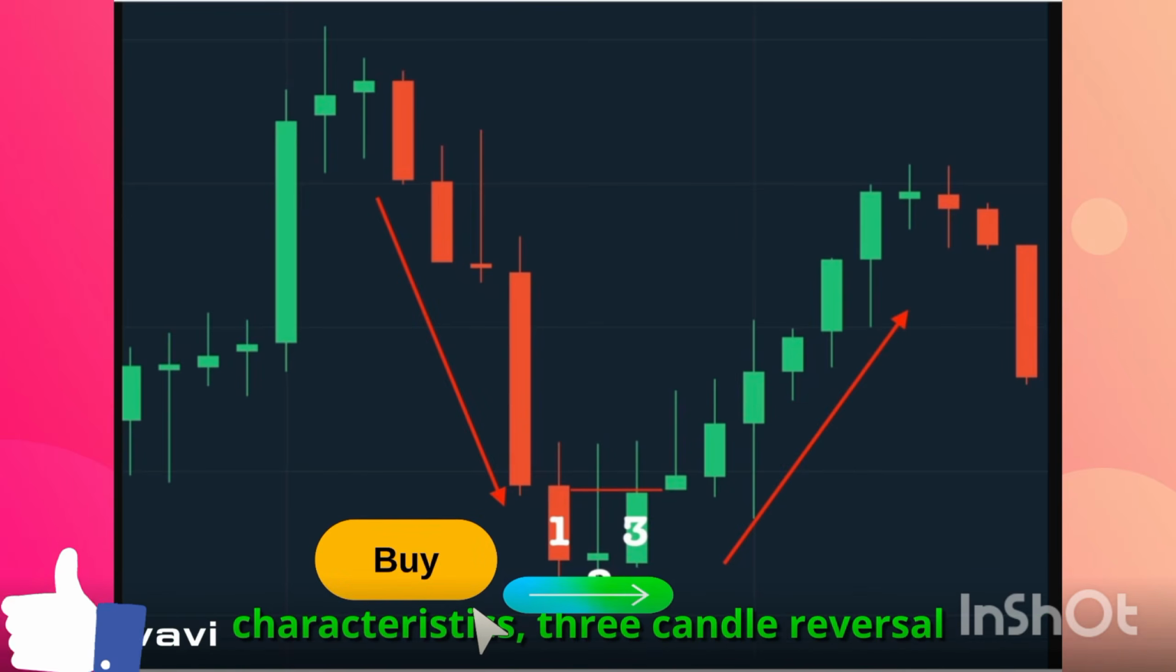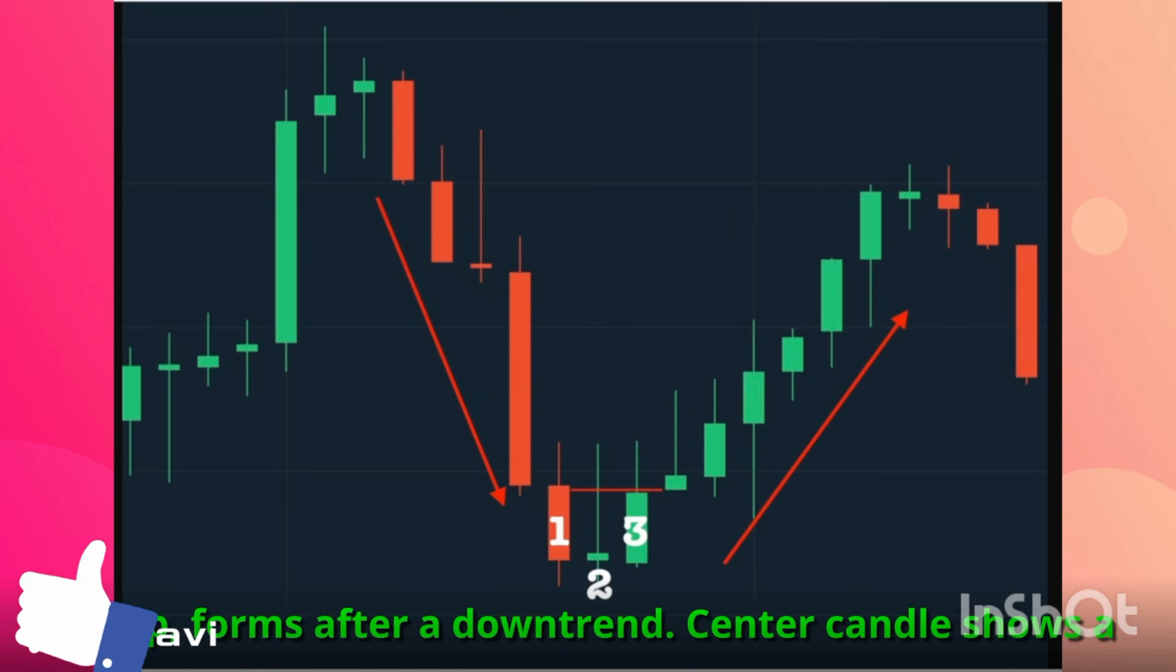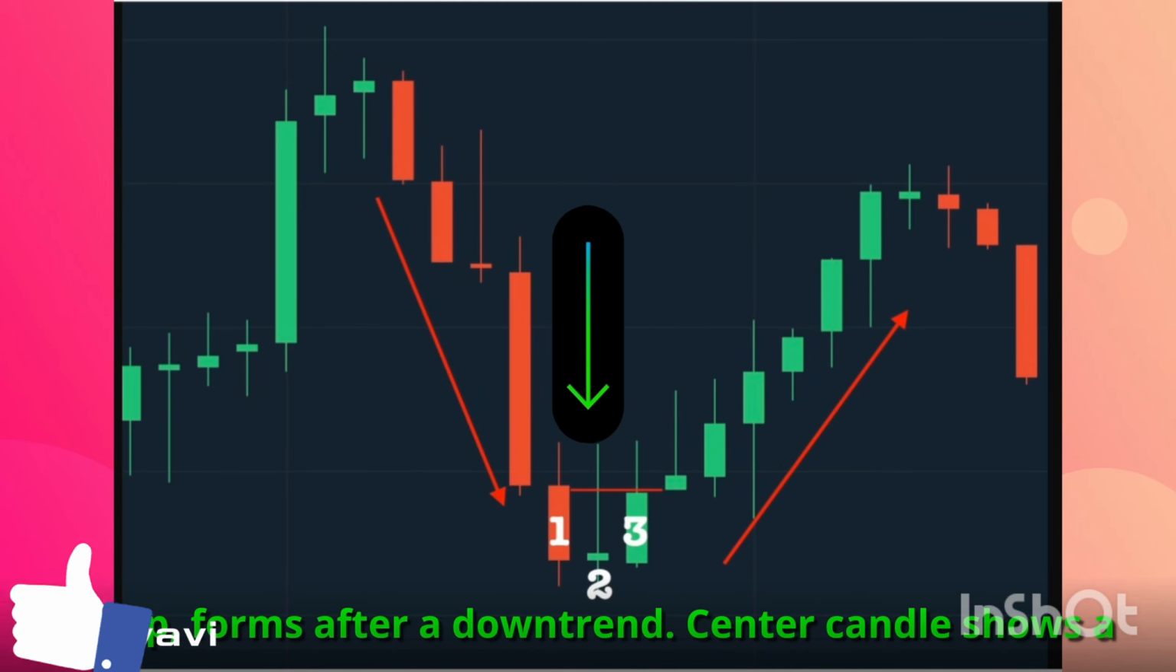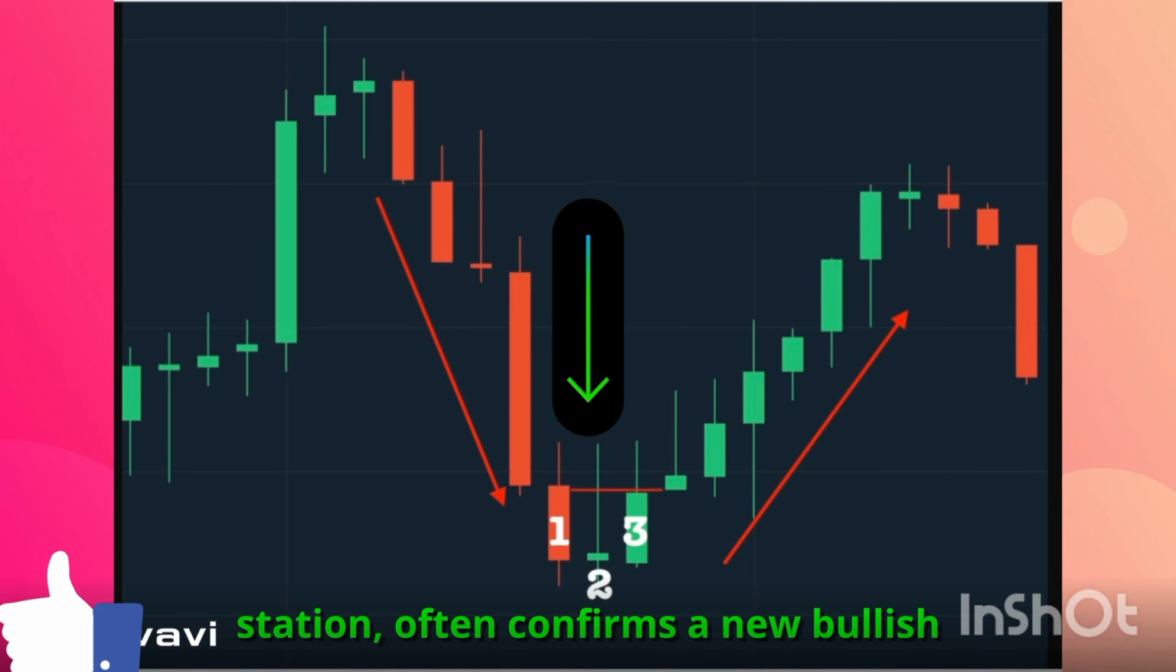Pattern characteristics: three candle reversal setup forms after a downtrend. Center candle shows hesitation, often confirms a new bullish trend.